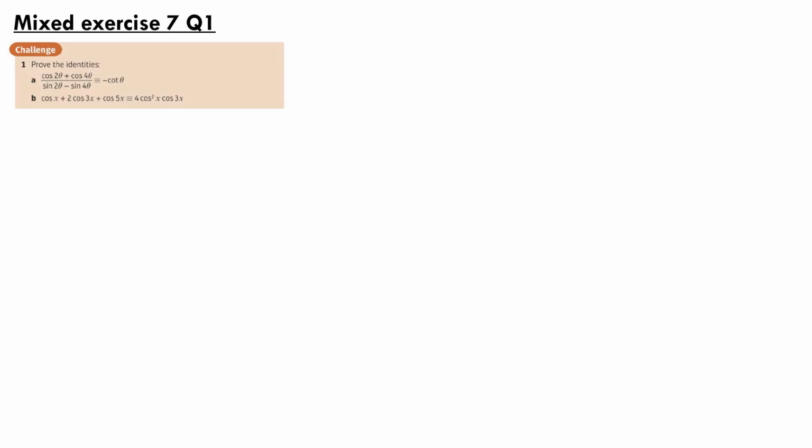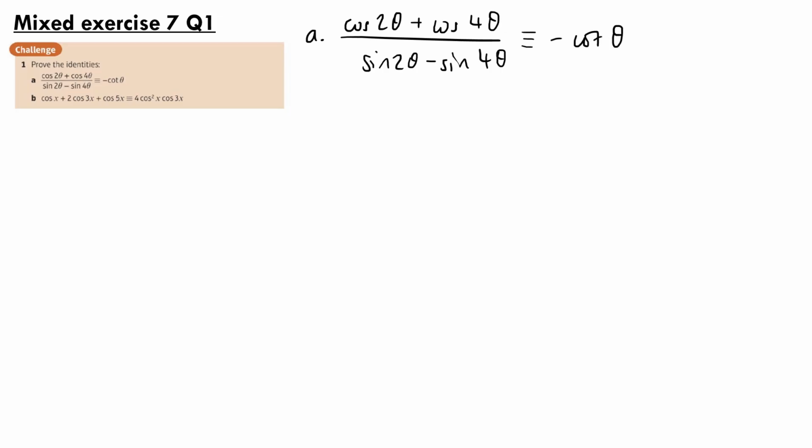And for the mix exercise 7, the first question here has 2 parts, and we're given 2 identities to prove. So first of all, we have cos of 2 theta plus cos of 4 theta over sine of 2 theta minus sine of 4 theta is equivalent to minus cot theta. Okay, so as usual we start with the most complicated side and see what we can do.